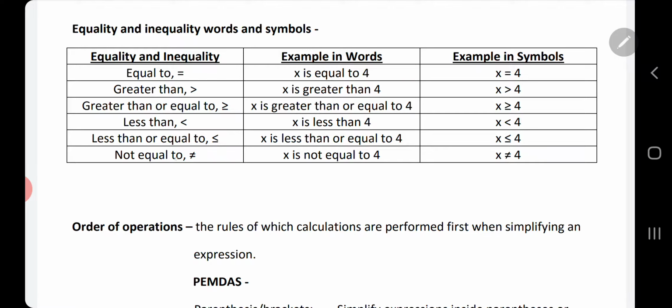And then the not equal to symbol. We represent that with an equal sign with a line going through it. So x is not equal to 4. Same thing symbolically. X is not equal to 4.